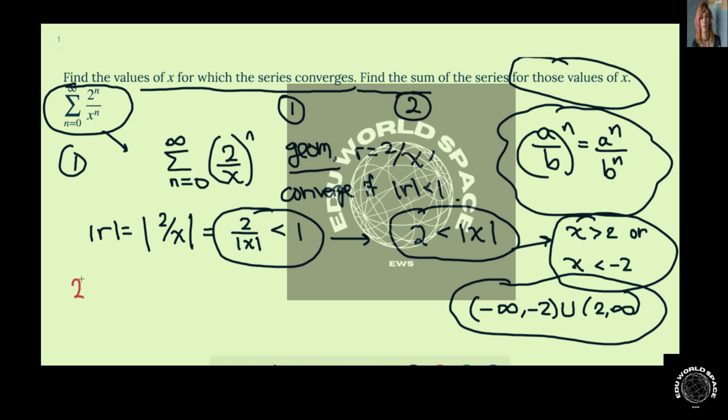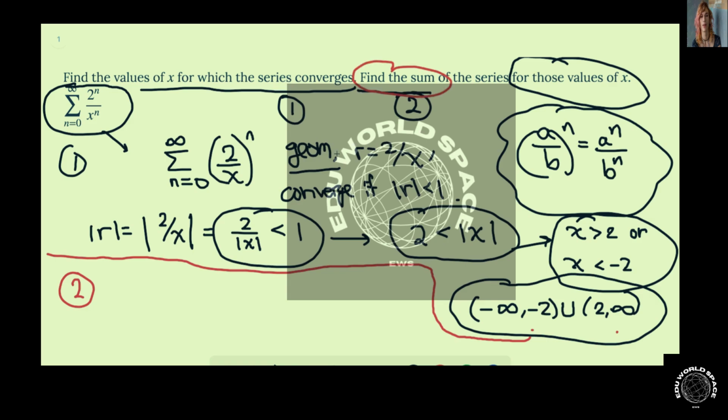And for part 2, let's go ahead and make some room on the side for part 2. Assuming that x is in this interval here, so x is bigger than 2 or less than -2, now let's go ahead and find the sum.